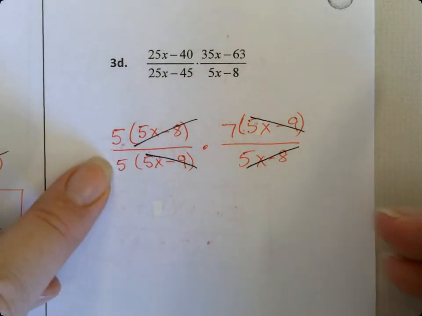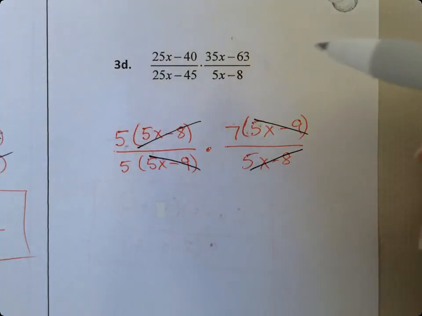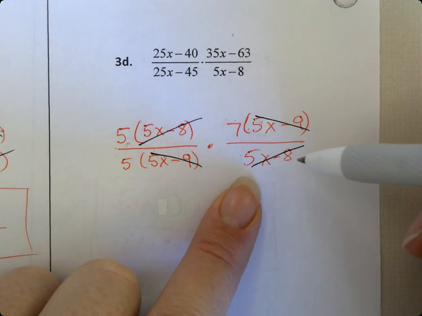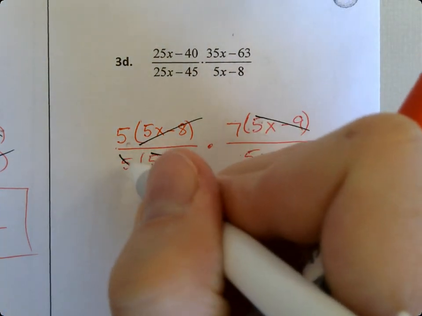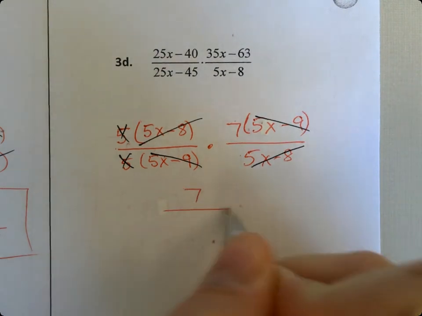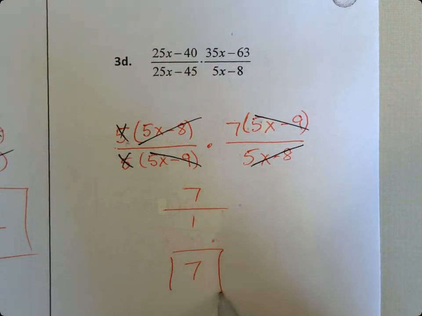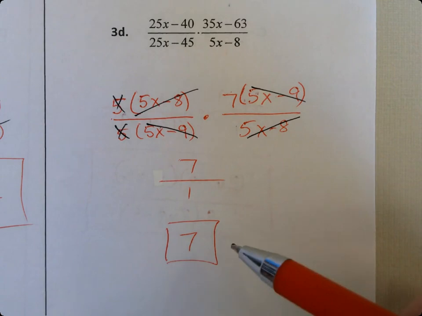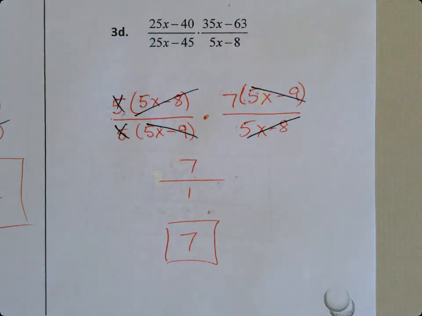Well, can't these 5s cancel? Yes. Okay, so this 5 can't cancel here because it's attached to the x minus 8. But these 5s can cancel. So what's left in the numerator? 7. Just 7 or 7 over 1. Do you have to put that 7 over 1? Nope. But if it was in the numerator, you would need the 1 there. Okay, so 7 over 1's fine, but it's just 7. All right, we're running out.